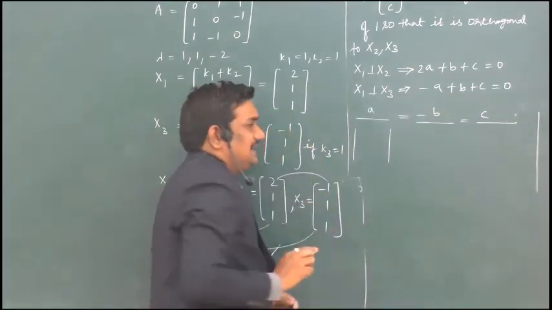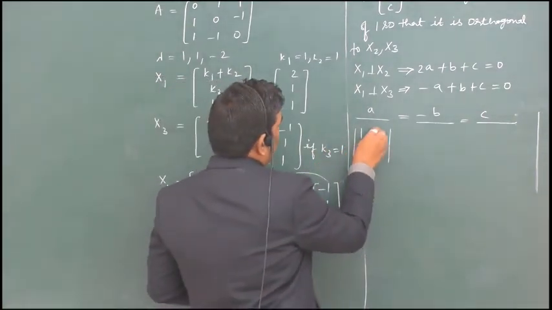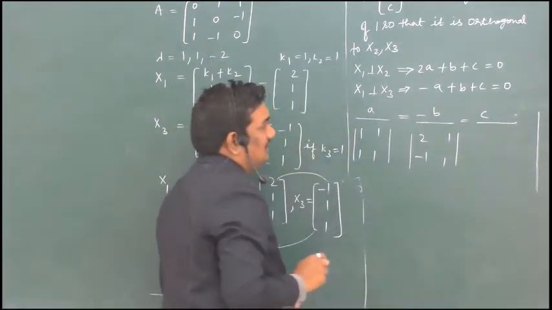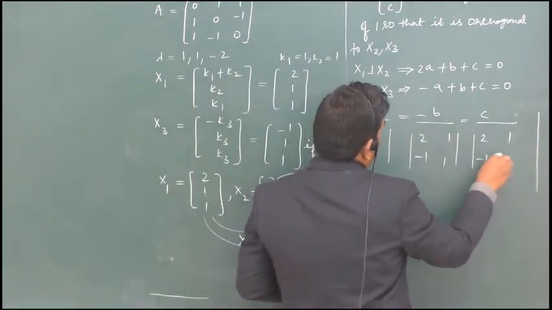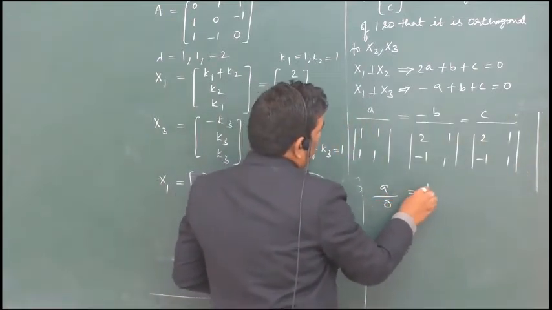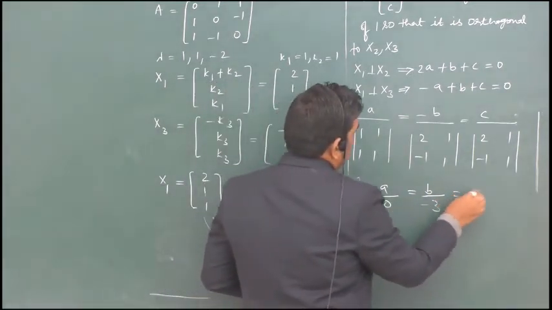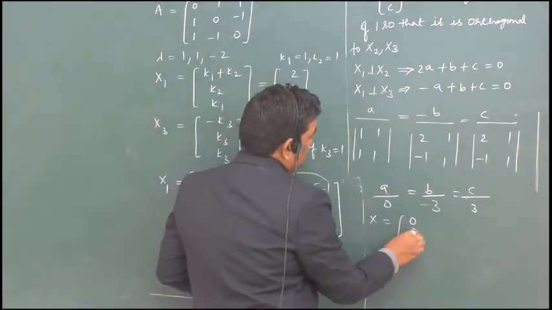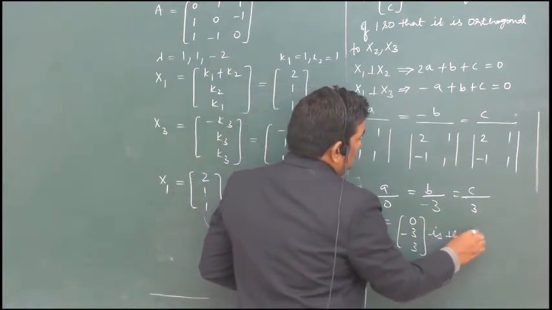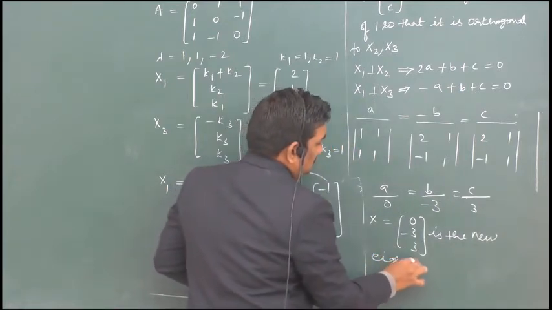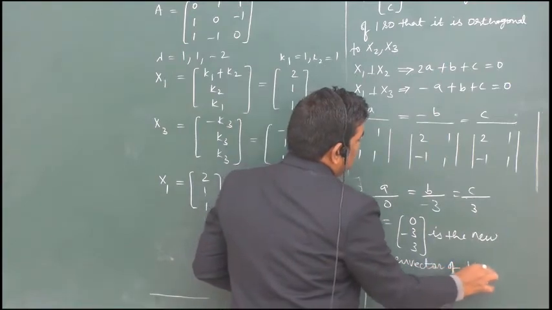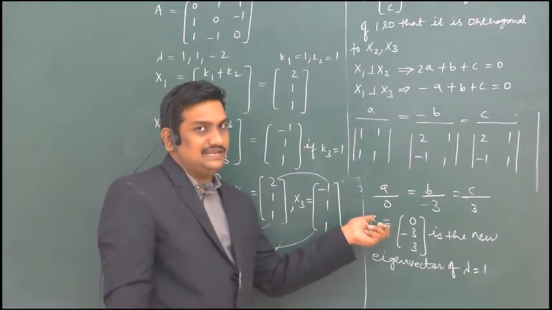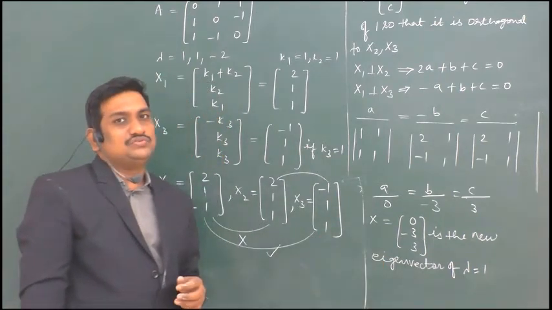So it is a by something, minus b by something, c by something. So a by the determinant: close column 1, the remaining coefficients are 1, 1, 1, 1. Now close column 2, remaining coefficients are 2, 1, minus 1, 1. Now close column 3, remaining coefficients are 2, 1, minus 1, 1. So it is a by 0, b by 2 plus 1, 3, it is minus 3, c by 2 plus 1, 3. Okay, so the new eigenvector is x equals 0, minus 3, 3, the new eigenvector of lambda equals 1. So you can take 2, 1, 1 as one eigenvector of 1. The other eigenvector of 1 is 0, minus 3, 3. So that all the 3 eigenvectors are mutually orthogonal.